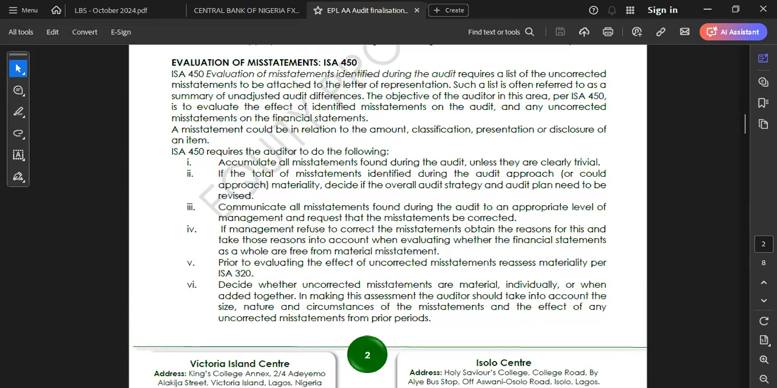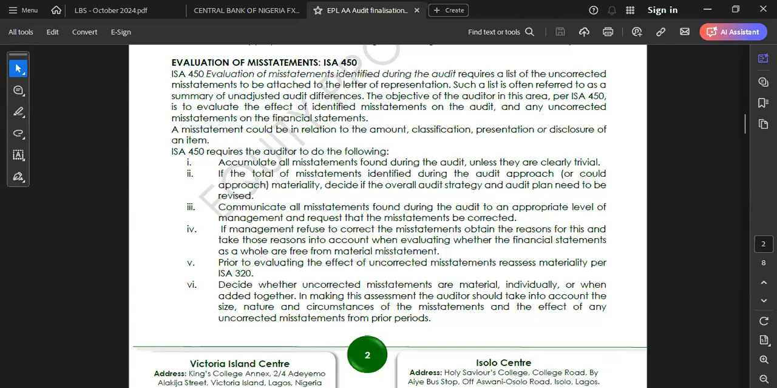Now, like I've said before, misstatement can be in any form. It can affect the amount. It can even be the classification. You are supposed to classify a liability as probably a contingent liability, or a provision is supposed to be made but is not being made. Or you are supposed to classify an asset as maybe PPE, or you're supposed to do a presentation. How do you present a transaction? Or you're even supposed to make a disclosure in the note, and that disclosure is not made. So these are misstatements.